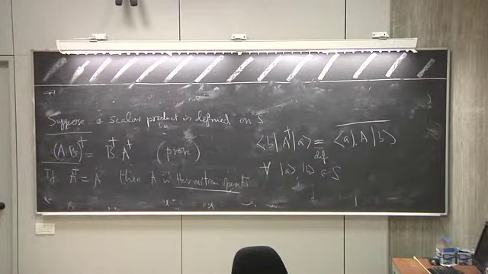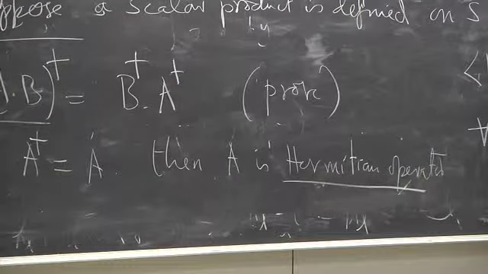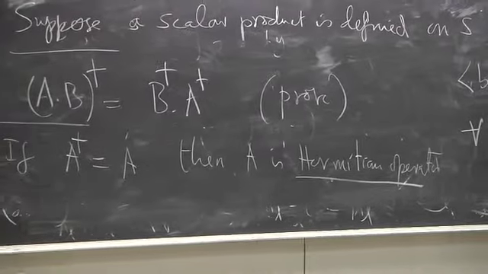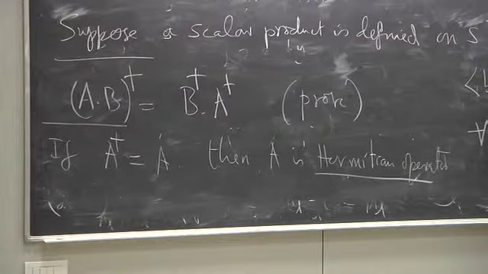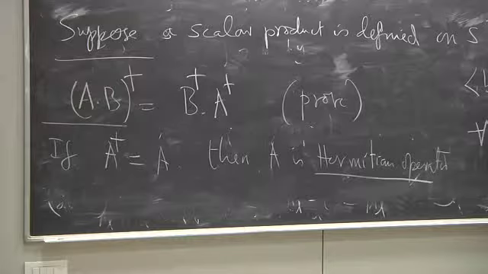That's a definition. So if it happens that A dagger is also equal to A itself, then you say it's a Hermitian operator. In quantum mechanics, all the physical observables will be Hermitian operators. Okay, that's an important point.